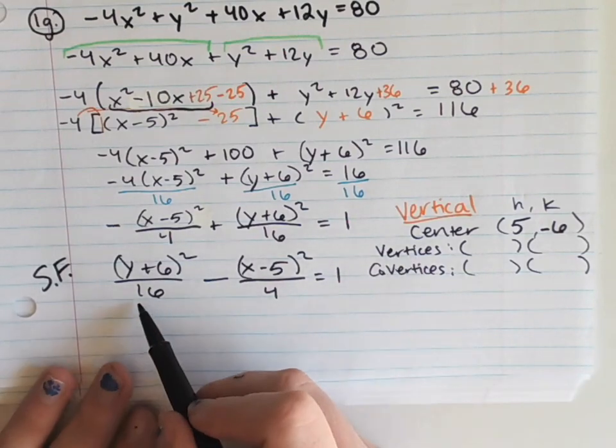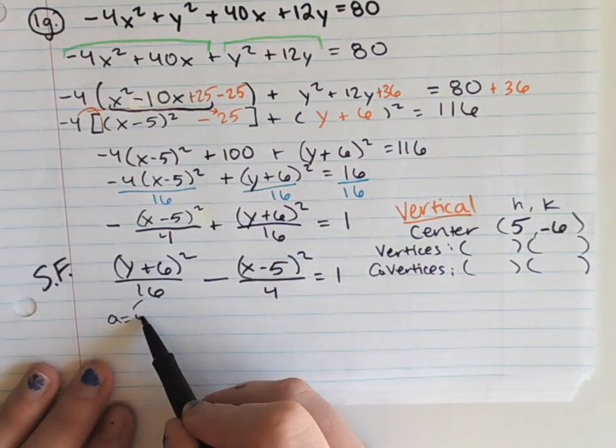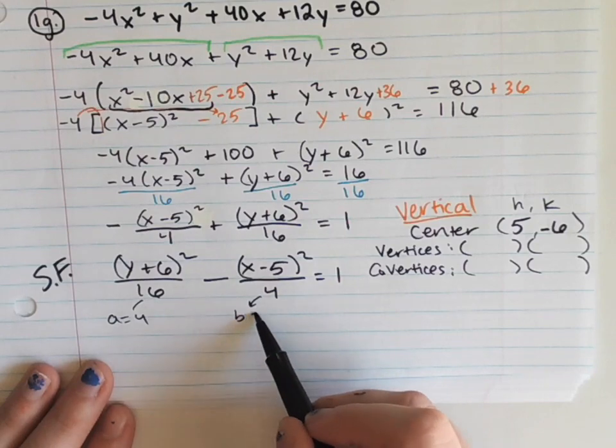This is our a value, so it's the front. If that's a squared, a equals 4. If this is b squared, our b is 2.